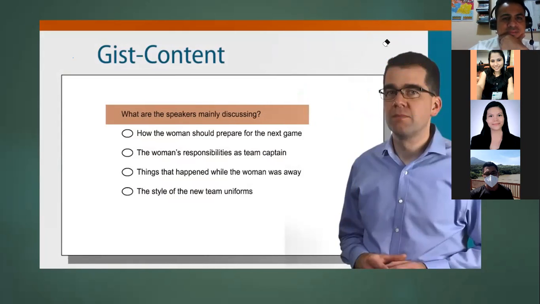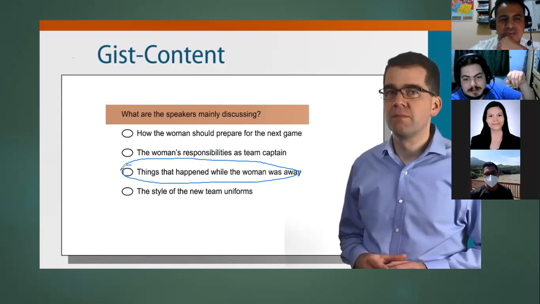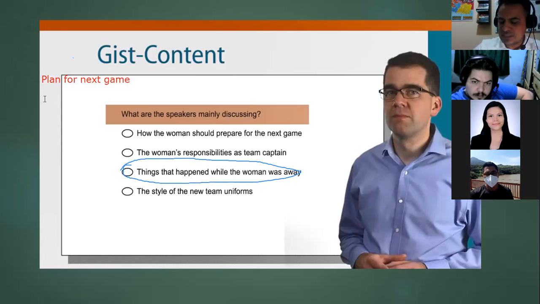Main idea of the passage. I have to say, this is C. Right, because they discuss different things, right? For example, at the beginning, the coach says, right, the main idea. He says, I wanted to go over the plans for next game. So I wanted to discuss with you the plans for next game, okay? Tocar algunos puntos, right? El plan que ellos tienen for next game, okay?